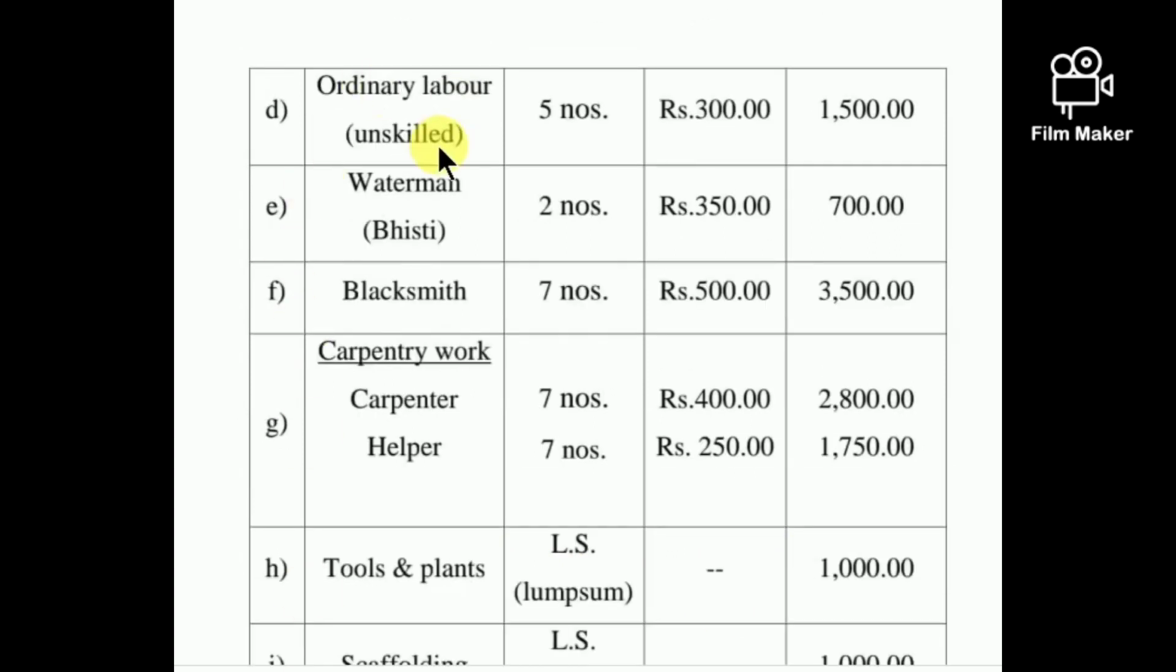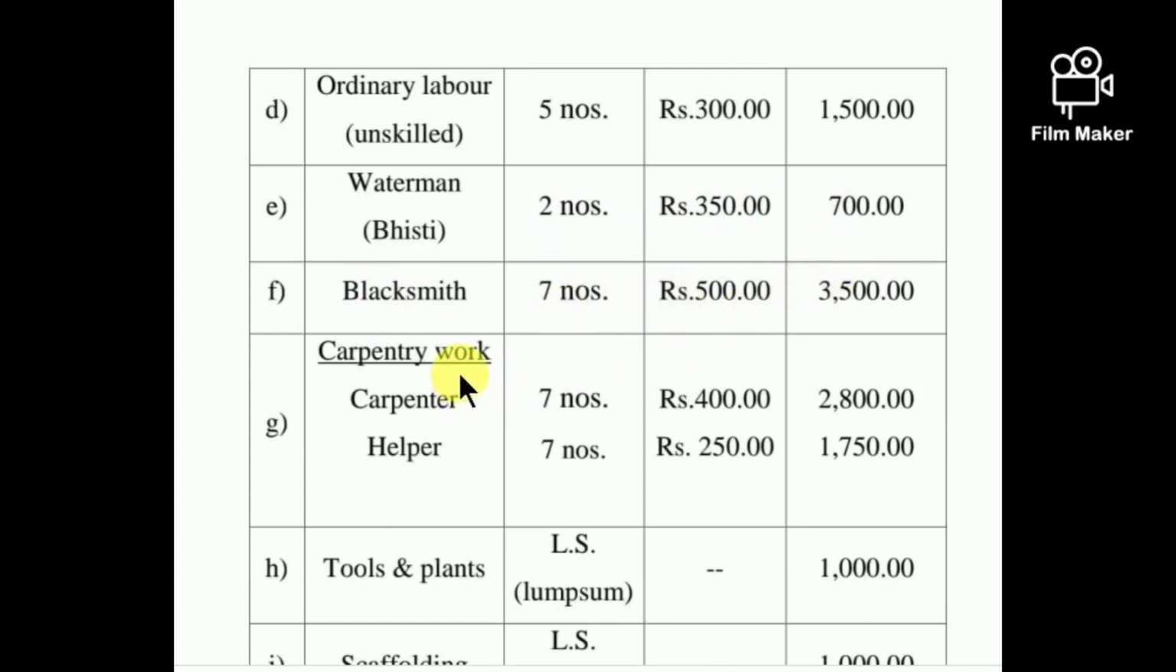Then we have the ordinary labor, that is the unskilled, 5 numbers. The rate for one labor is rupees 300. Multiplying these two will get the amount. Then waterman, that is Bhisti, we'll take it as 2 numbers and the rate for one is rupees 350. So multiplying these two will get us 700. Then blacksmith, we have 7 numbers. The rate for 1 is rupees 500. So multiplying these two, we have this.